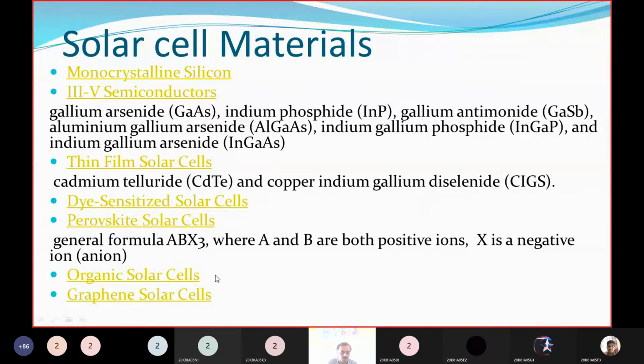And organic solar cells: by using organic materials, we can prepare solar cells. And one more is graphene solar cells. Graphene is generally used in capacitors, because it stores a large quantity of charge. That's why graphene is used as a capacitive material, and it is also used as a solar cell material.